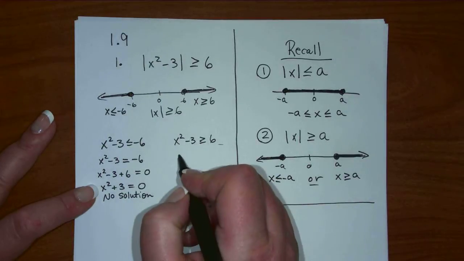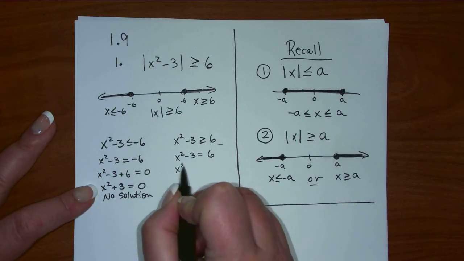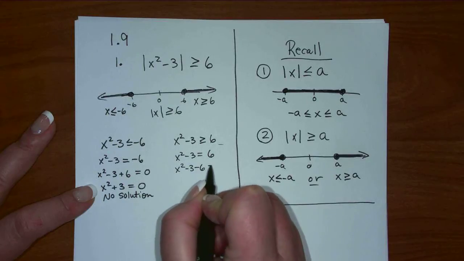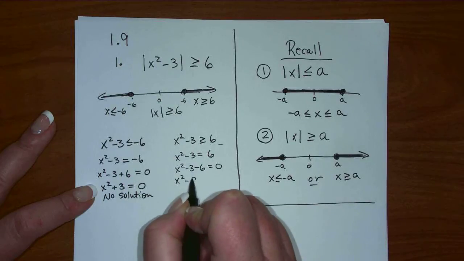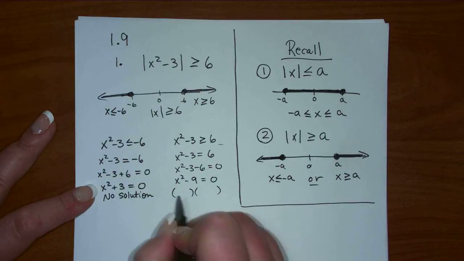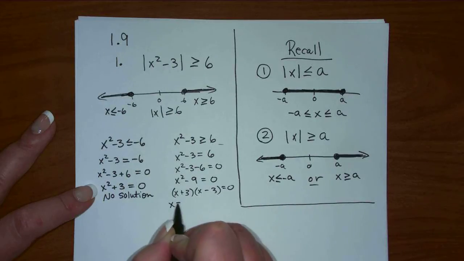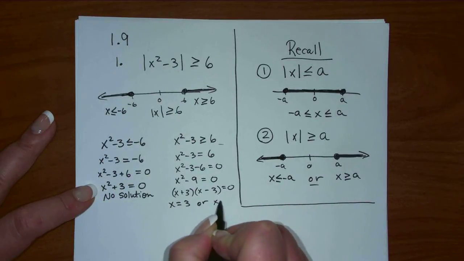So the second one, again, change the sign to an equal sign. Move everything to one side. This one's a difference of squares. Because of the minus sign. Plus 3, minus 3. So x equals 3 or x equals minus 3.